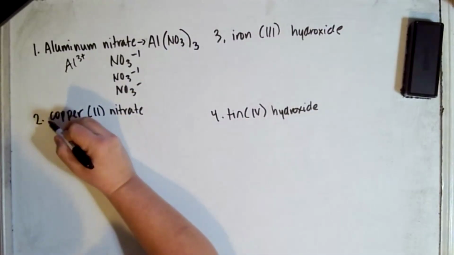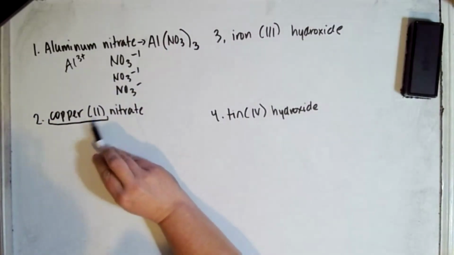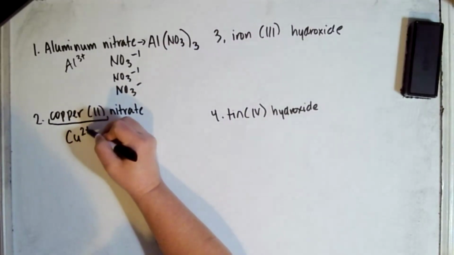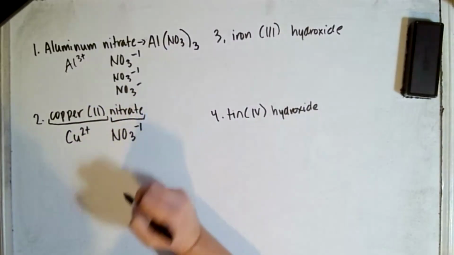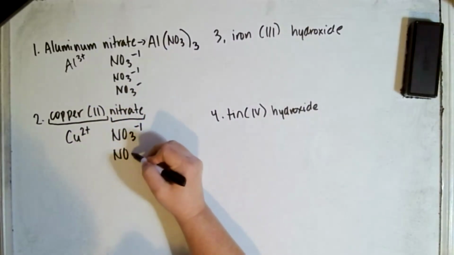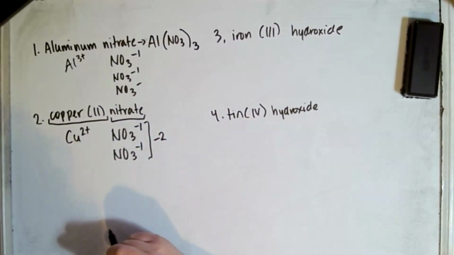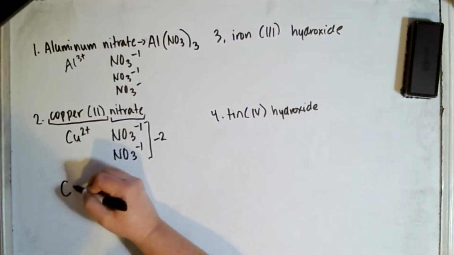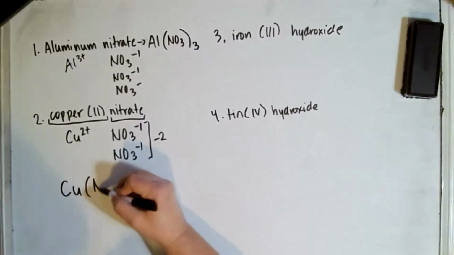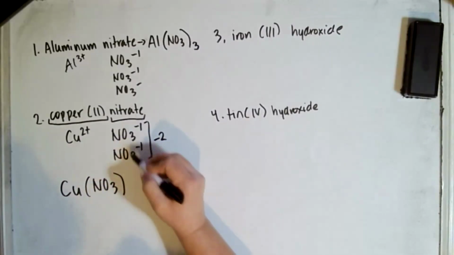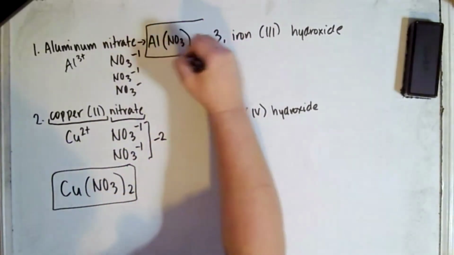Our second example, we have a transition metal. So they're telling us the charge of it. So it's copper with a +2 charge. You have the nitrate ion again. So in this case, we're only going to need 2 nitrate ions to counteract the +2 charge from our copper. And our formula is going to be Cu, then parentheses, NO3, close our parentheses, and we have 2 of those. We'll box off the ones that are done.